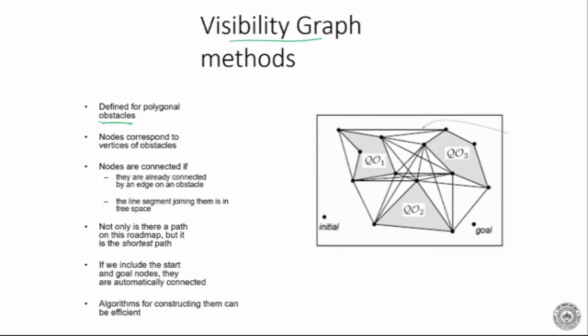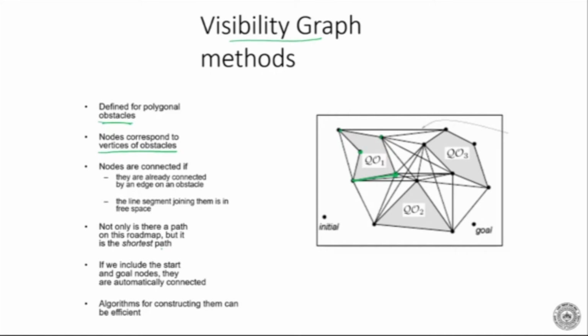These are various obstacles which you can see, Q1, Q2, Q3. The nodes correspond to vertices of obstacles. So each of these nodes is a vertex of the obstacles. Nodes are connected if they are already connected by an edge of an obstacle. So you have a node here, and this is already connected by the edge. The line segment joining them is in free space. Not only is there a path on this roadmap, but it is the shortest path.